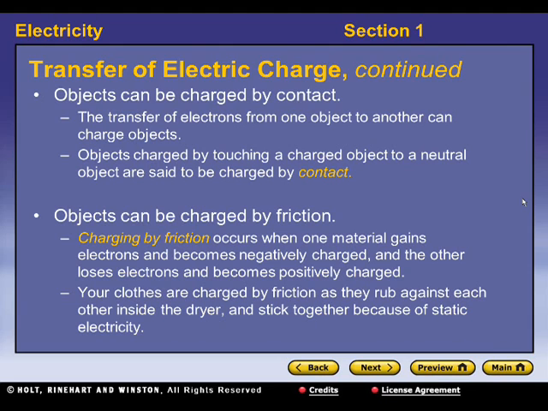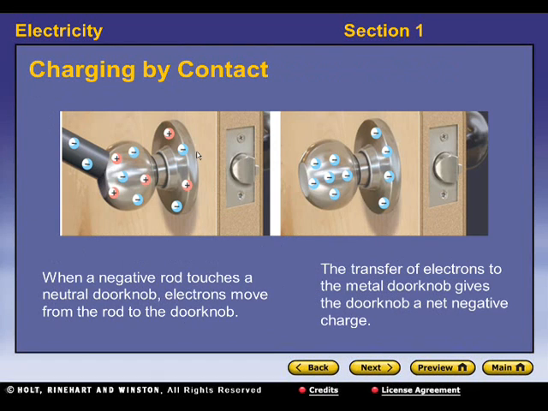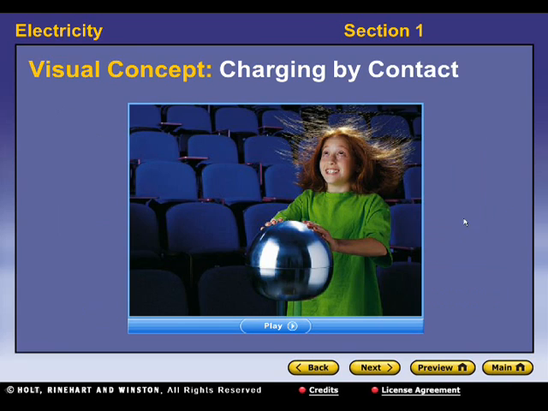Your clothes are charged by friction as they rub against each other in the dryer. If you've ever taken clothes out of the dryer, they get that static cling and stick together because of that static electricity. You can also do that sometimes when you wear shoes. If you've sat in a car for a while and rubbed your feet on the floor of the car, you can charge by contact, and then when you get out you shock somebody or shock the door. Happens. So in charging by contact, when a negative rod touches a neutral doorknob, electrons move from the rod to the doorknob, and the transferred electrons give the metal doorknob a net negative charge.